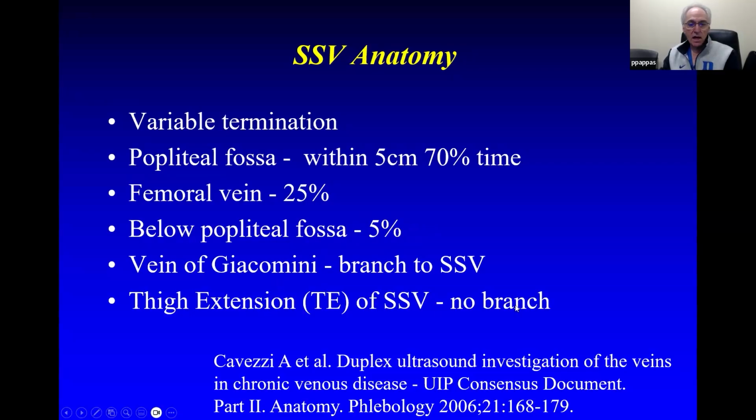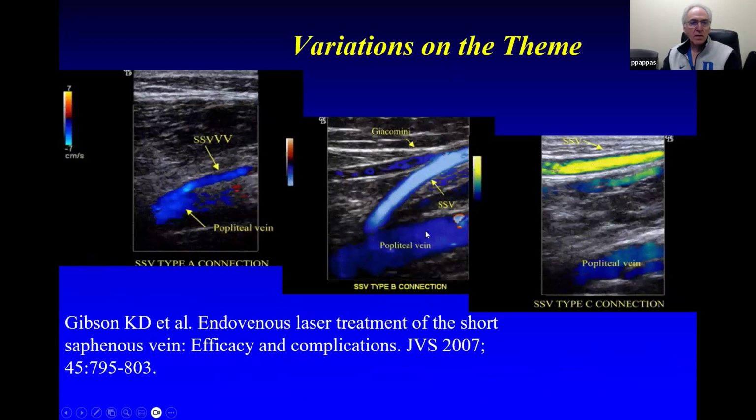And then you can also get a thigh extension of the small saphenous vein, otherwise known as the vein of Giacomini. So here's what it looks like on duplex scan. Here's the classic small saphenous vein with the saphenopopliteal junction. It's also a classic anastomosis with the popliteal vein, but there's also a thigh extension here. So you have the saphenopopliteal junction and a continuation into the posterior thigh with the thigh extension. Or you can have no anastomosis to the popliteal vein and just have the small saphenous vein continue to extend up the thigh as the vein of Giacomini.